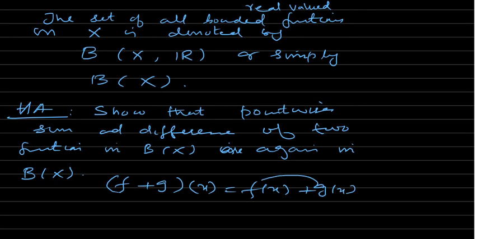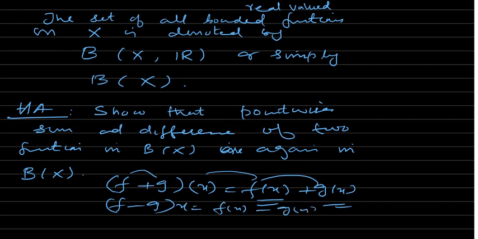If there was some other abstract space Y, then you can't define the sum like this, okay. Because you know that f(x) is real, g(x) is real, so we can add these two things, f(x) plus g(x), and the sum of two functions is defined like this. So this is well defined, and difference is likewise f(x) minus g(x). Now you need to verify that this sum and difference are both bounded functions.